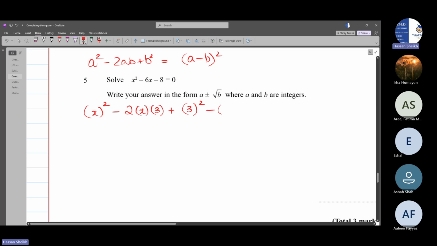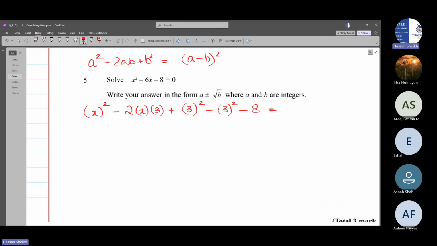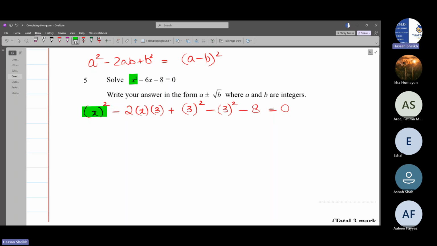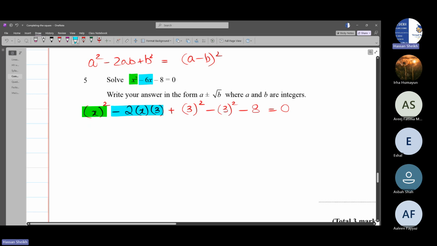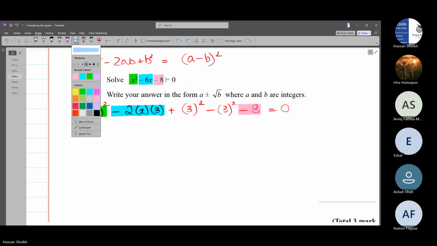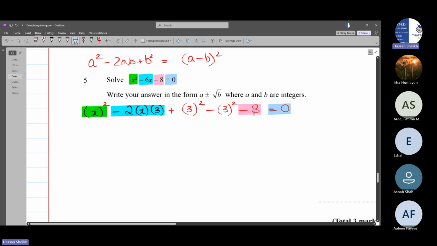We added this one, so we must subtract it. And then we have minus 8 already there. Let me know if you have any doubt. This is this. Then we have minus 6x here. Split it into minus 2x times 3. And then we have minus 8, minus 8. Students, any doubt? Zero is also there, by the way. Did we make any change? No.